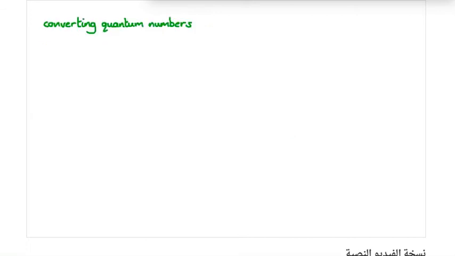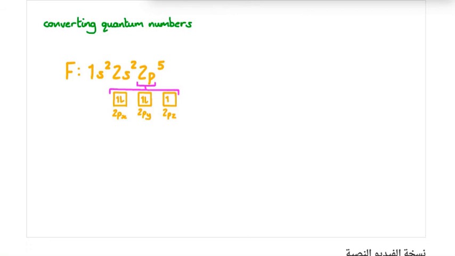The last thing we're going to study is how to convert between quantum numbers and the notation we're used to. This is the electron configuration of a fluorine atom. We can imagine that the electrons occupy the 2p orbitals, 2px, 2py, and 2pz, according to this pattern. And we're going to figure out the quantum numbers that describe this electron. We could do it in any order, but I'm going to do it n, l, ml, ms.